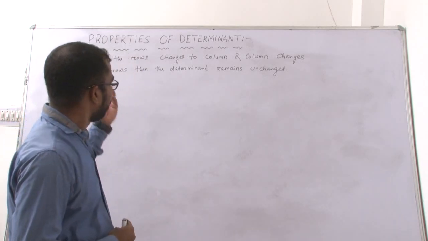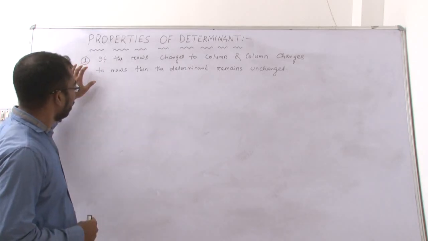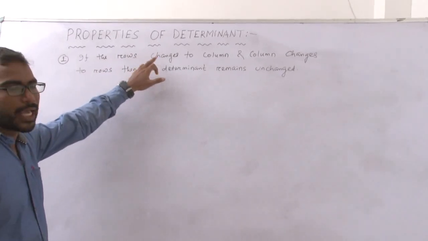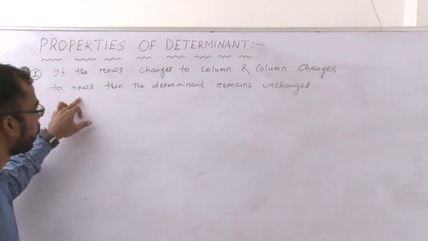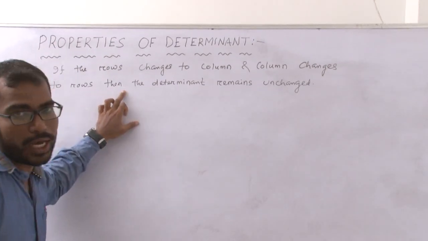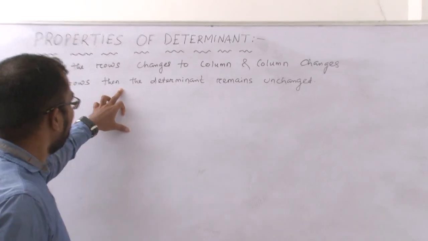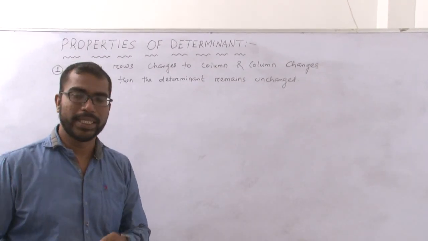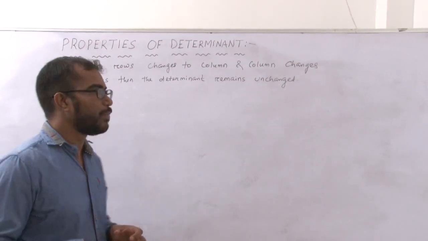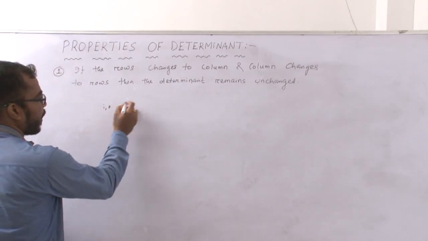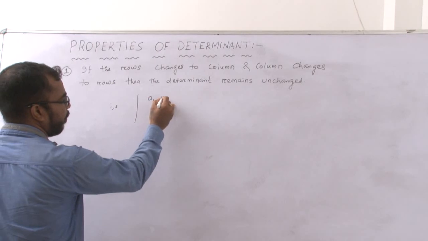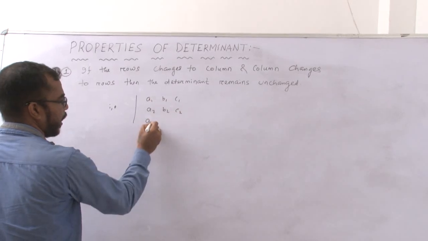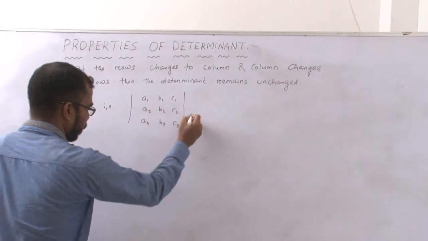So, properties of determinants. The first property is: if the rows change to columns and the columns change to rows, then the determinant remains unchanged. That means, let us take an example here. Suppose a third order determinant having A1, B1, C1 and A2, B2, C2 and A3, B3, C3.